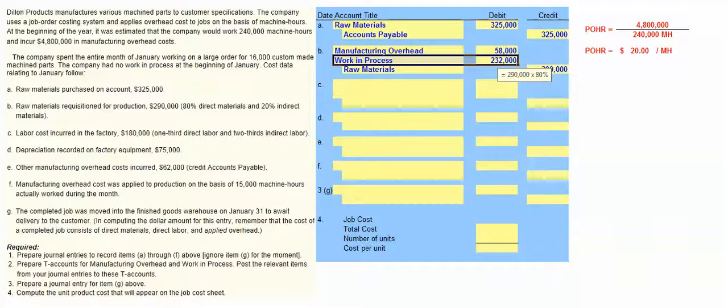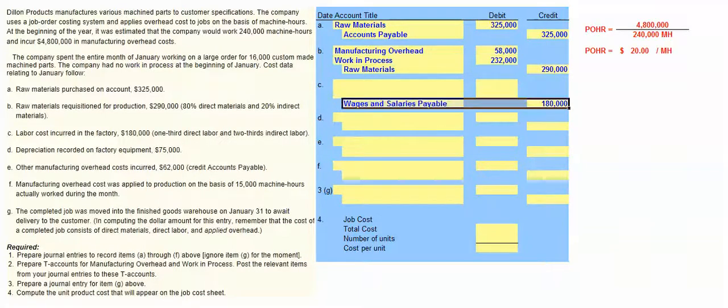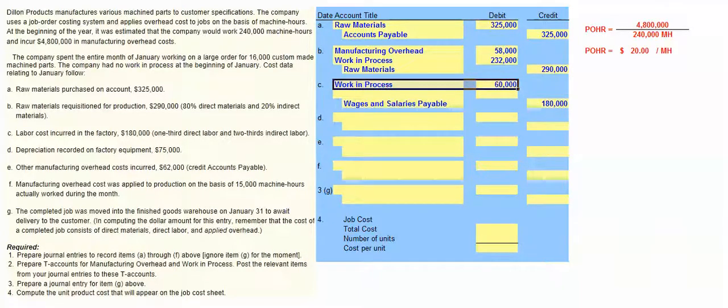We're told that labor costs incurred in the factory were $180,000. We will credit wages payable or salaries payable for $180,000. And we're told that 1/3 of this is direct labor, while 2/3 is indirect labor. The direct labor gets charged directly to work in process, so we'll debit work in process for $60,000. The 2/3, which is indirect labor, gets recorded as part of manufacturing overhead.